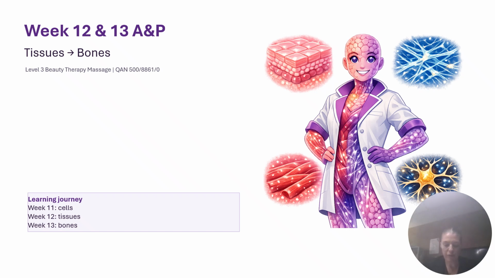Okay, hello everybody. So this is the recording for your week 12 anatomy and physiology. This is all to do with level 3 beauty, and we're going into tissues. Just reminding you the way I teach it, we've done cells, we're now doing tissues, then we're going into organ systems and bones.